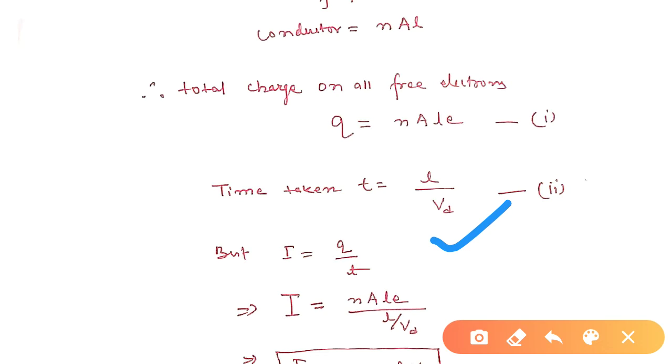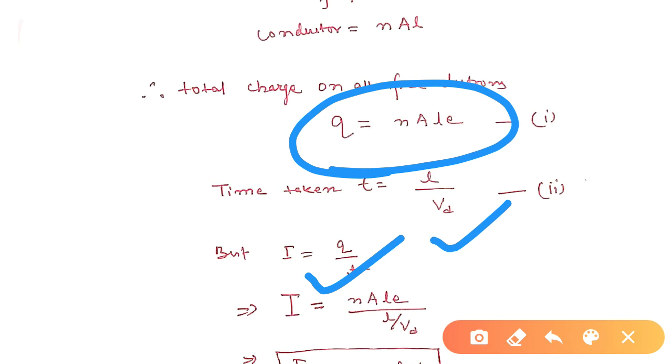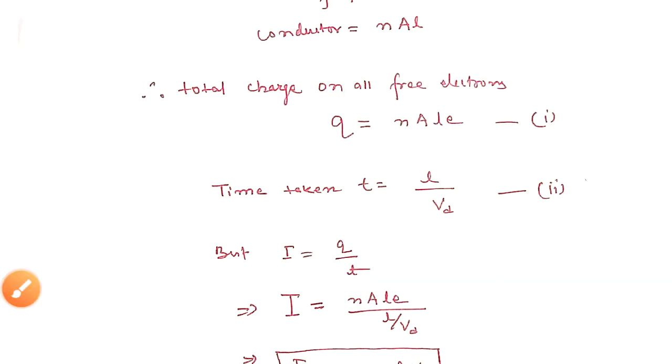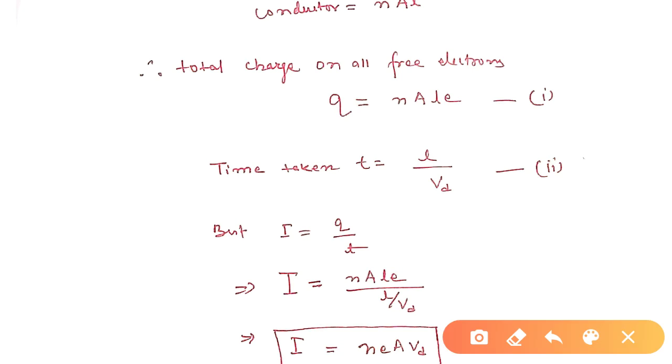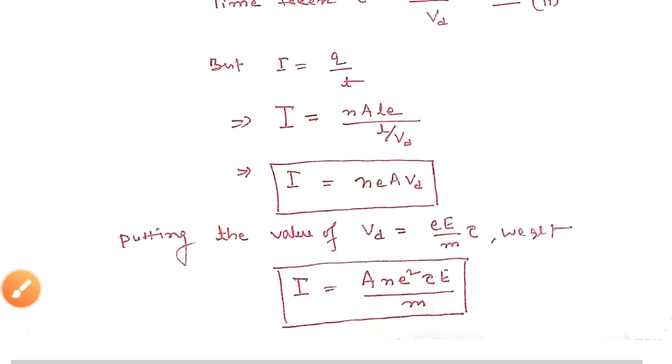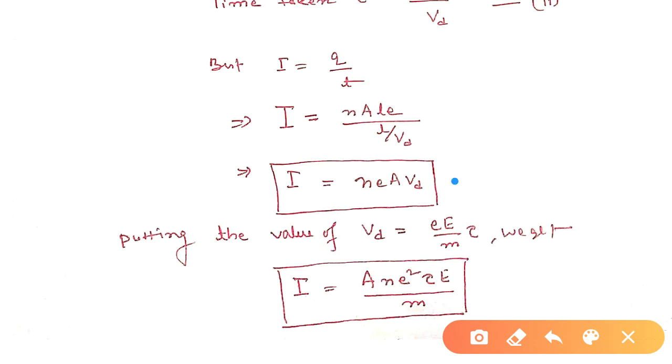We have chosen drift velocity here because this is the average velocity with which the electrons are drifted towards the positive end. Now again we know I = Q/t. It is already known. Just put the value of Q and the value of t. Putting all these values, we will get nALe divided by L/Vd. L will cancel out and we will get the expression I = nAeVd.